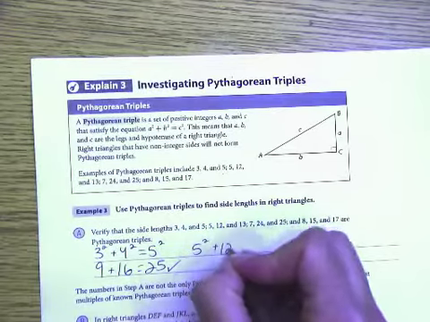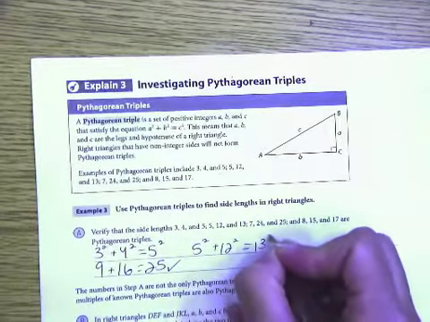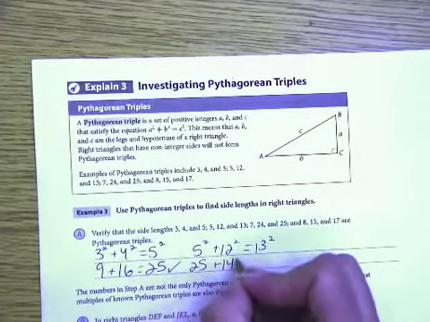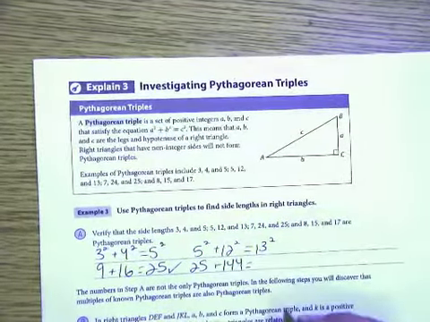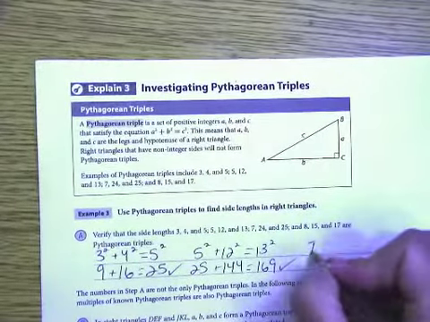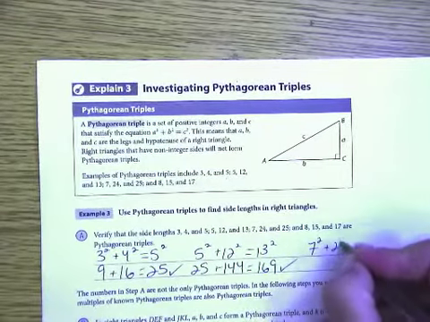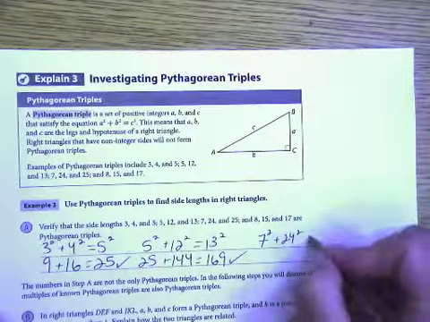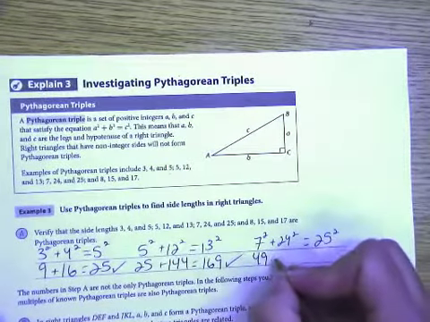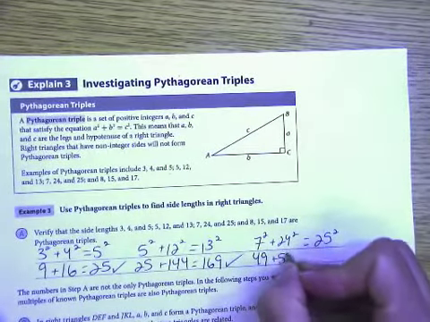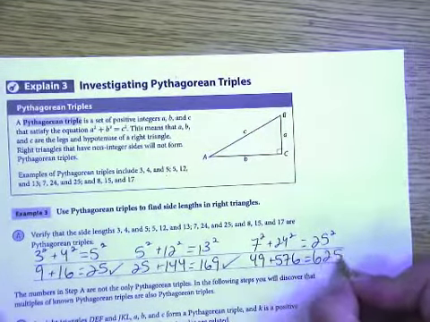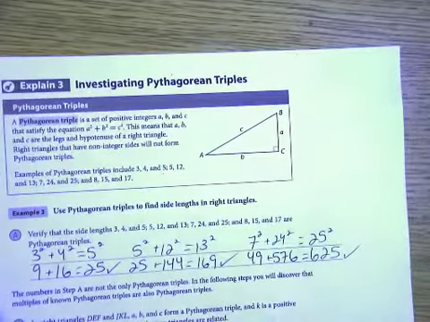5 squared plus 12 squared equals 13 squared. 5 squared is 25. 12 squared is 144. 13 squared happens to be 169. Next, 7 squared plus 24 squared and 25 squared. This is 49. This is 576. And when I add that together, I do get 625.